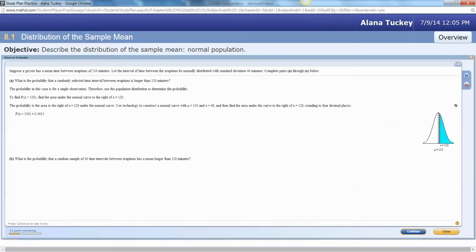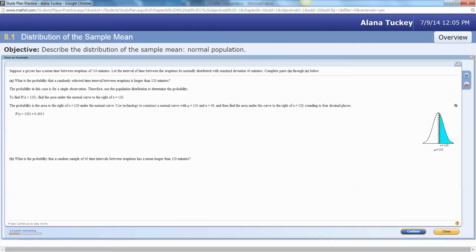There it is, 0.4013. Now, what's the probability that a random sample of 40 time intervals between eruptions has a mean longer than 120? All right, so that's not you sitting there with your family for one eruption waiting longer than 120 minutes. It's you sitting by Old Faithful for 40 different eruptions. What's the chances the average of those 40 different eruptions would be longer than 120 minutes?